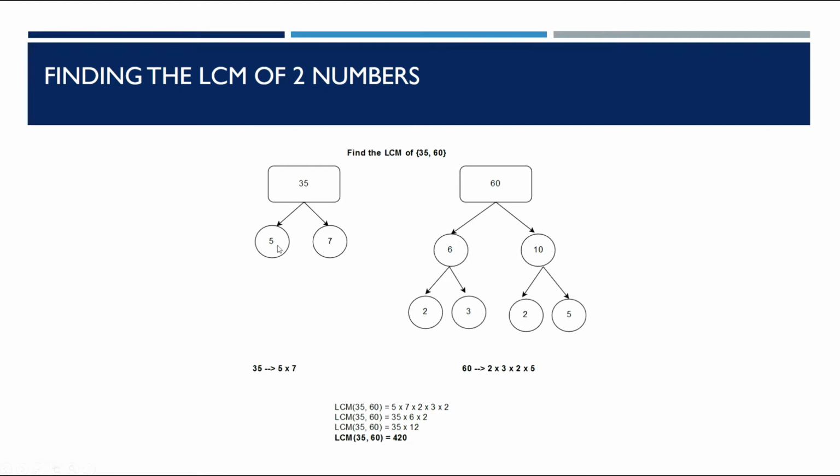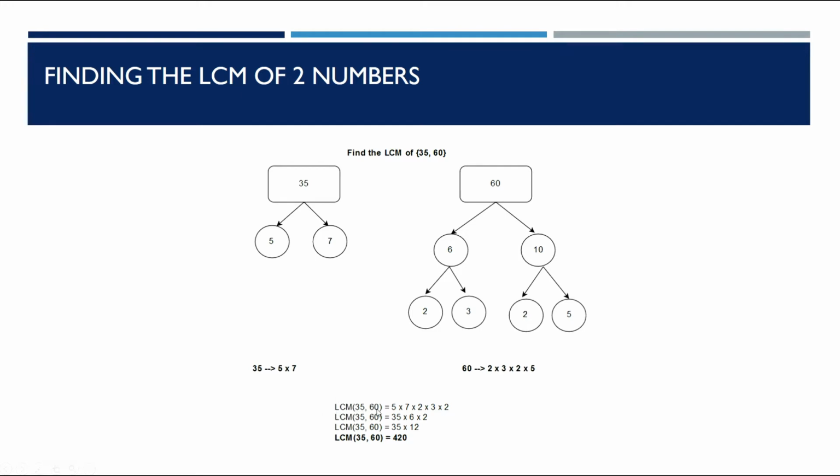Okay, now we have 35. What we want to do is just simply bring these two numbers down. So 5 times 7 is going to give you 35. And then for 60, we don't want to take these numbers. We want to take these last numbers that we've broken down. So we have 2, 3, 2, and 5. So 2 times 3 times 2 times 5. So we're going to use these numbers to help us find the LCM.